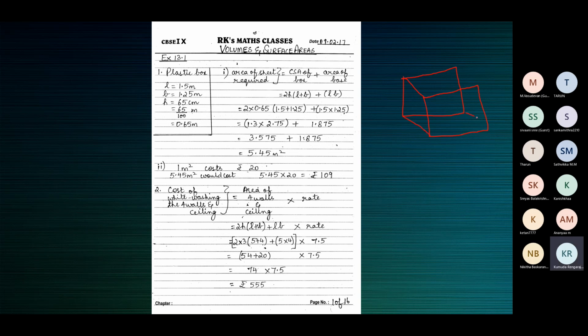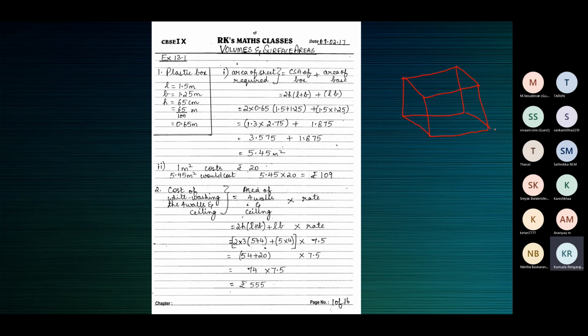What is the area of the top and bottom face? What's the formula you will use to find the area of the top face or the bottom face? The top and bottom face will have the same area. L into B. Top and bottom face, L into B.